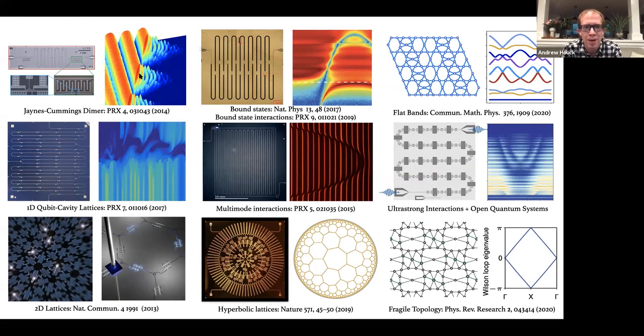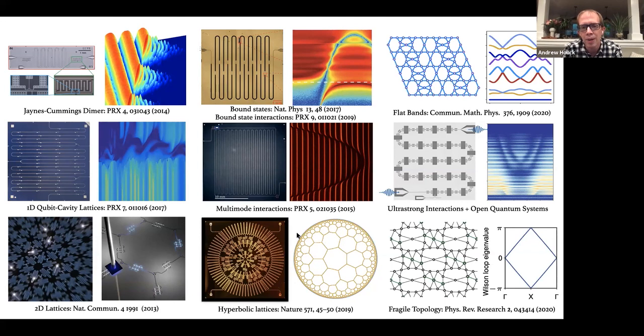We did this dimer experiment where we saw a dissipative phase transition. We have this other phase transition in an array of 72 qubits. We've built 2D lattices and have a scanned probe that plays the role of our quantum gas microscope. We've looked at bound states and spin boson problems in these ultra strongly coupled systems, which are really exciting.